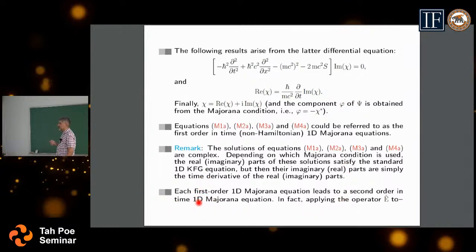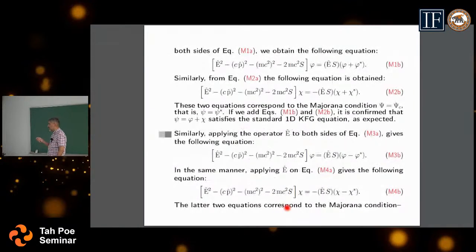Okay, another new result is this. Each first order one-dimensional Majorana equation leads to a second order in time. Yes, you can prove this. For example, the first equation, M1, satisfies also this. Look, it's similar. Phi is complex. And this is not the Klein-Fock-Gordon equation. But you know what? When S is independent of time, this is 0. When the scalar potential doesn't depend on time, the solution of phi, the second order, is the standard Klein-Fock-Gordon equation. That's great. So the dependence on time of the scalar potential is important as a condition.